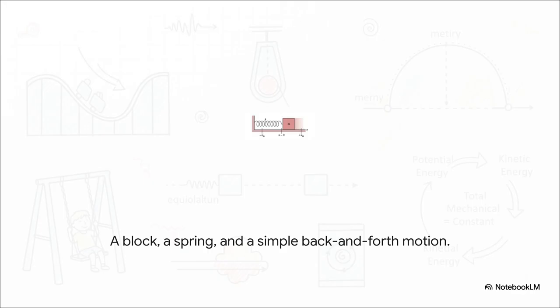You've got a block, a spring, and a surface with no friction. Now picture this. We pull the block to the side, we let it go, and whoosh, it starts sliding back and forth. It moves fastest right through the middle, then it slows down, stops for just a split second at the very end, and then zips right back the other way.